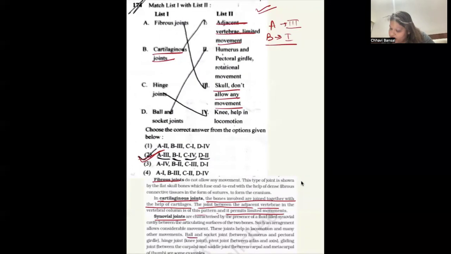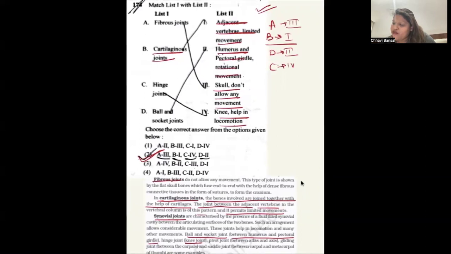So we have ball and socket joint between humerus and pectoral girdle, which allows the rotational movement. Means for option D, 2 is correct, and the hinge joint is a knee joint, helps in locomotion. So for C, 4th is correct. Means our option 2 is correct answer of the given question. Clear?